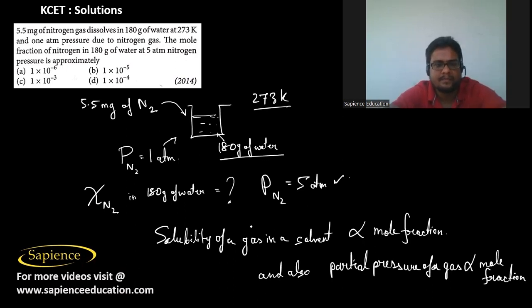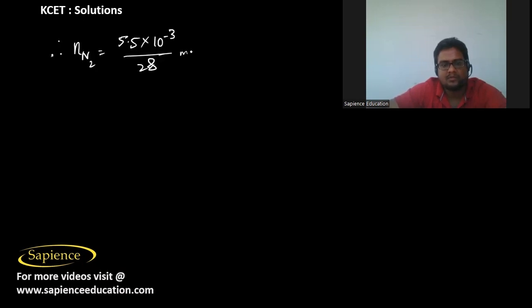So therefore, 5.5 milligram of N2 means how many moles of nitrogen gas, that you have to find. The molar mass of nitrogen is 14 into 2, that is 28 gram. Therefore the number of moles of N2 will be equal to 5.5 into 10 power minus 3 divided by 28, that will be approximately 1.96 into 10 power minus 4 moles.